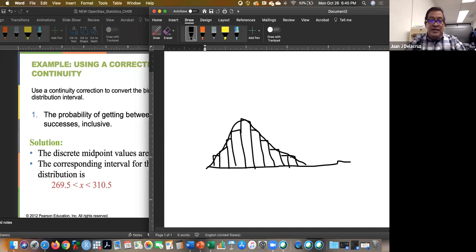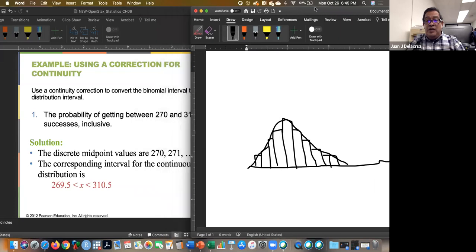The rule says the following. In order to find the area under the curve and make this correction, just imagine that this is the mean. I don't know what the mean is, but I have mu here. So I have 270, and here is 310. The area that I'm going to be computing is the area that falls between these two points. If you are following, you can see that this is the area under the curve.